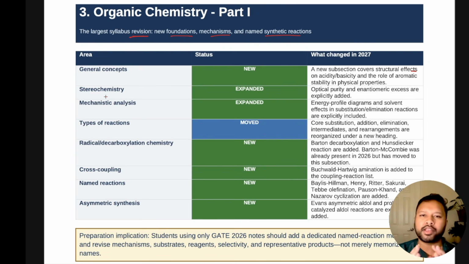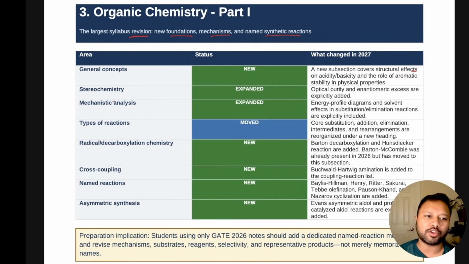If you see the previous syllabus of organic chemistry till 2026, organic chemistry was very concise. We always used to say that organic chemistry of GATE is very limited. You don't have to study in that detail. But now GATE has expanded it. So now organic chemistry is a little bit more in detail, and you have to pay more attention, or focus more on organic chemistry as well.